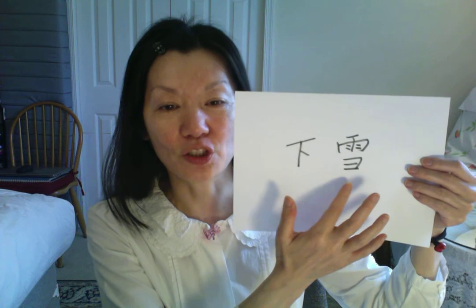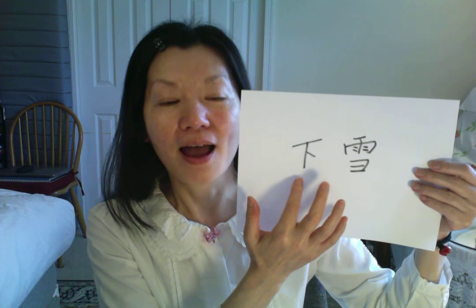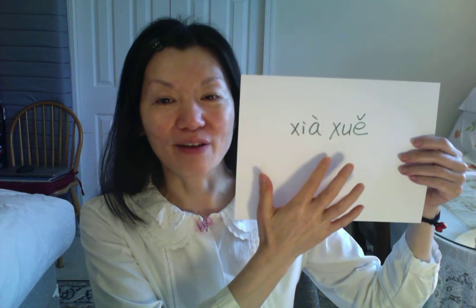下雪, to snow. One more time, 下雪. The 下 you know, going down, it also means below or next. 下雪, to snow, or the snowing. 下雪, one more time. 下雪, to snow.